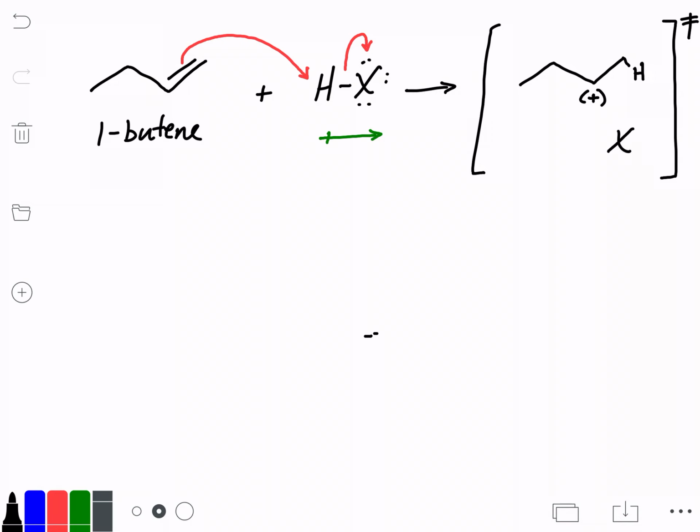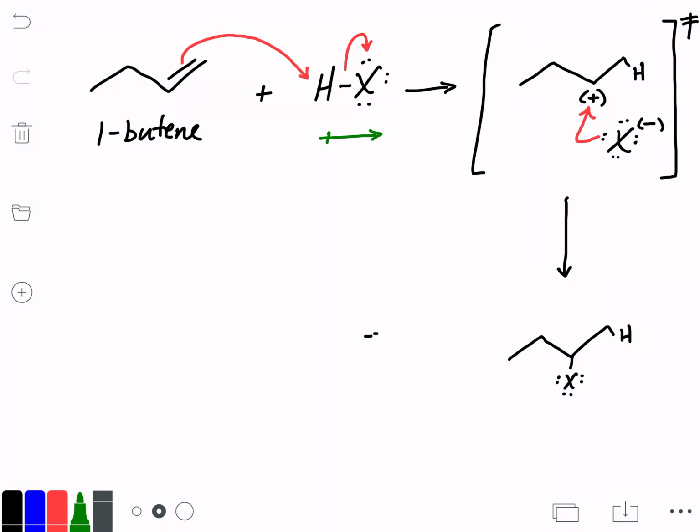The other piece that we've produced now is our liberated X-, which will serve as a nucleophile in the second step. In that second step, a pair of electrons from the newly created X- can attack the carbocation intermediate, giving us our final product, which shows our carbon skeleton with H and X added to the two carbons of the former double bond.